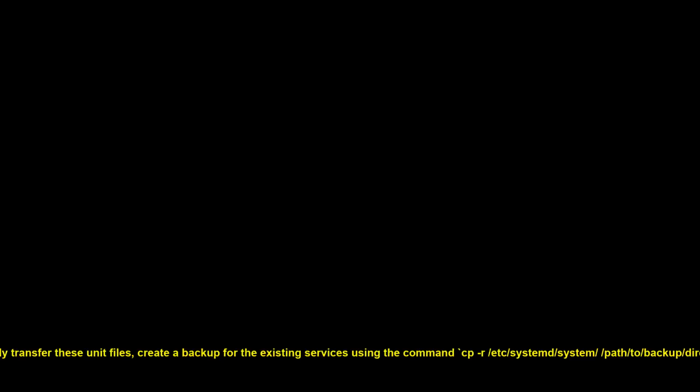Next, access the directory that contains the unit files, typically found in /etc/systemd/system/. Use a terminal to list the files in this directory with the command ls /etc/systemd/system/. To safely transfer these unit files, create a backup of the existing services using the command cp -r /etc/systemd/system.